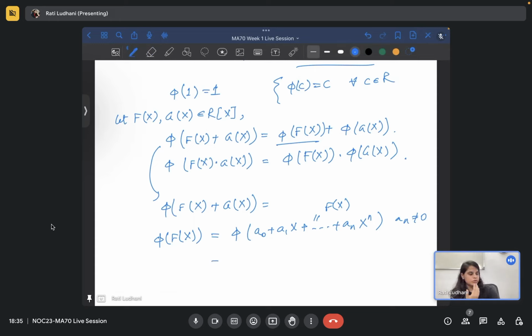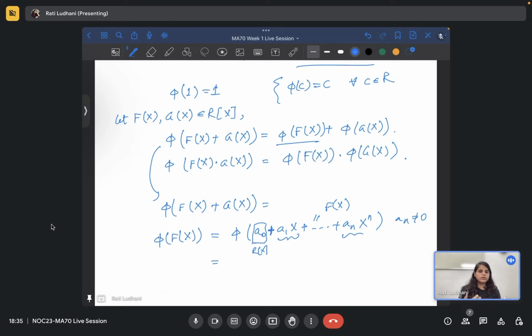Now what do you want? You want phi, this is addition in the ring, right? Because this is an element of R[x], right? a0 is in R, so it is in R[x]. This is a constant polynomial. This is also a polynomial. This is also a polynomial. So all these coefficients are polynomials in R[x].